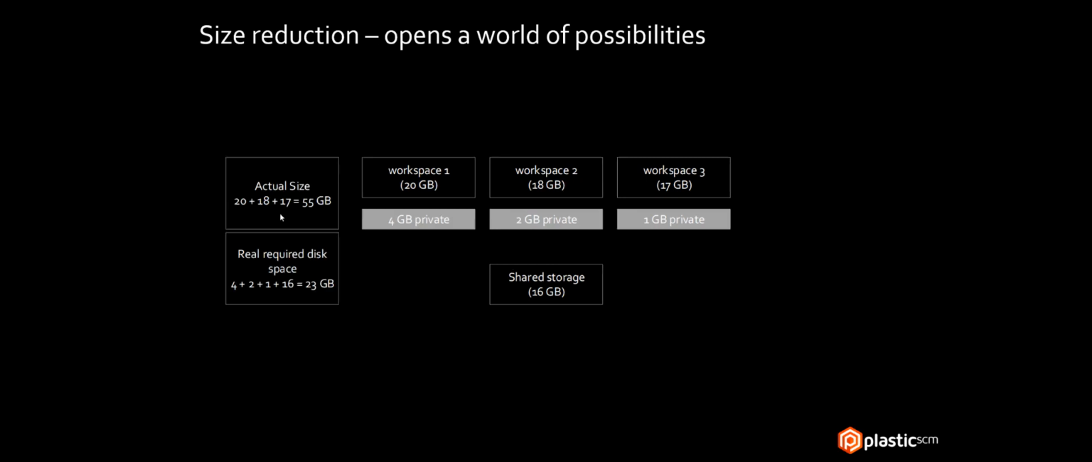Size reduction opens a world of possibilities, because even if you have a few workspaces, like in this example, only part of what they have will be private, the rest will be shared. Then the real size with full workspaces will be 55 gigabytes. But using this dynamic workspaces approach, the size will be reduced to just the shared part plus their private files, but not multiplied by 3. And these are dynamic workspaces.